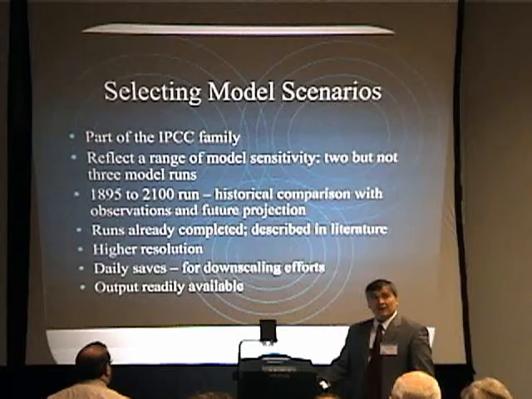We also didn't want one in the middle, because people might actually select a model simulation. So it was better to capture this range. 1895 to 2100: the objective here is you wanted the simulations to be long enough to capture their ability to simulate the last 100 years and compare with observations. You also wanted to have a future simulation. And you wanted them to have consistent emission scenarios. So these model simulations could be compared with each other.